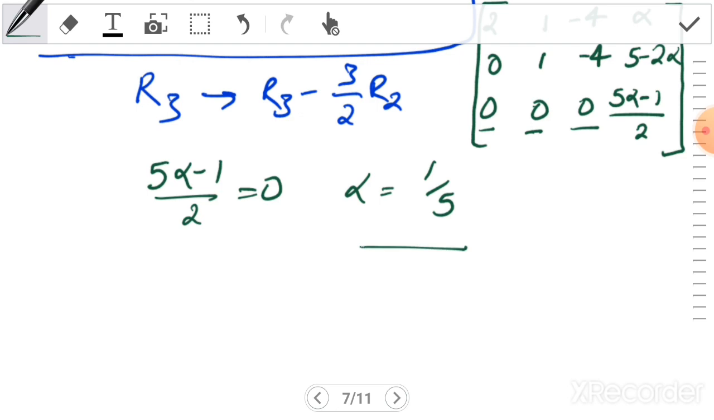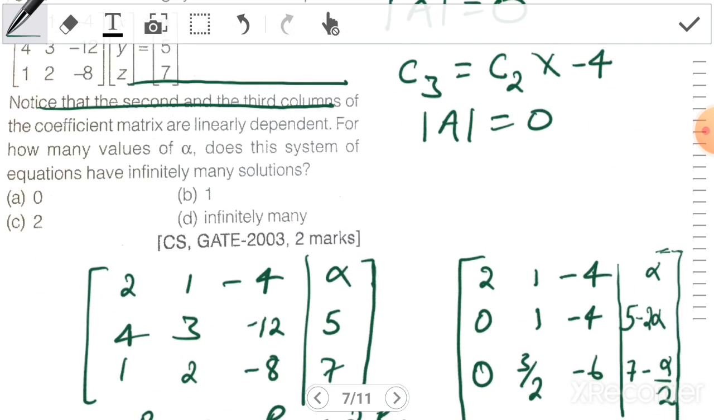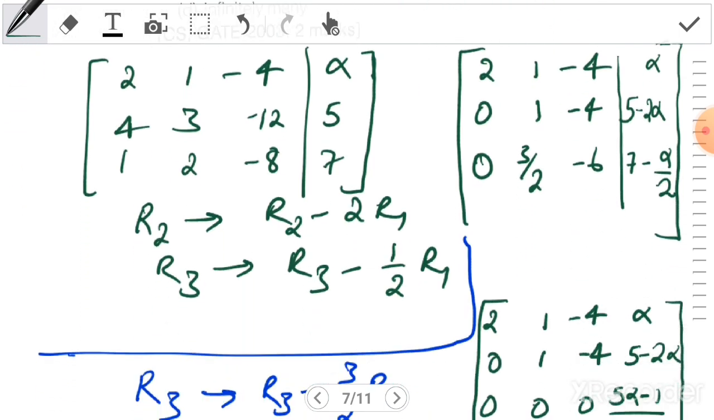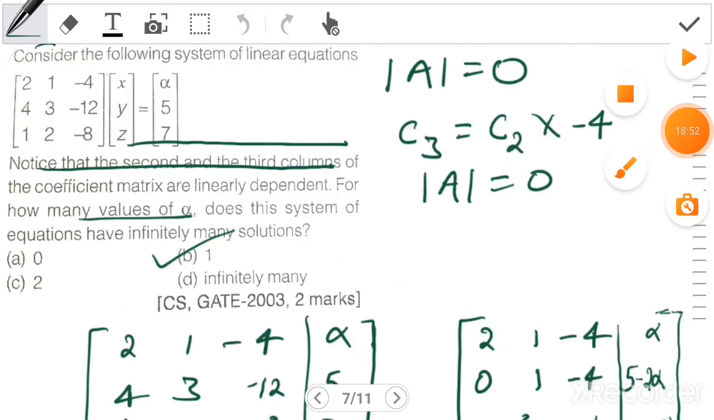So for how many values of alpha? The answer will be 1. Clear? Let us solve the next question.